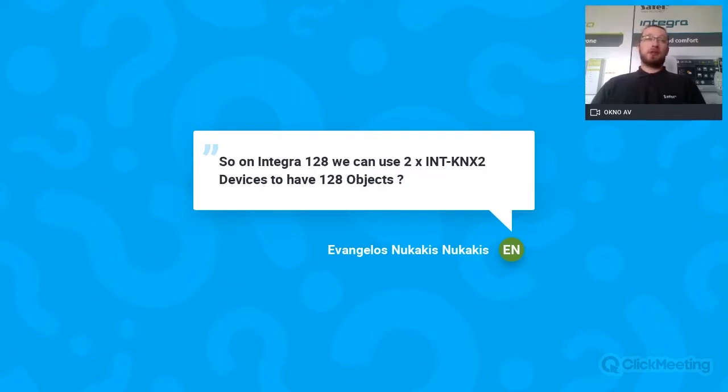Okay. So on INTEGRA 128, we can use 2 INT-KNX modules. No, not one. Yes, to have 128 objects. Yes, this is proper.